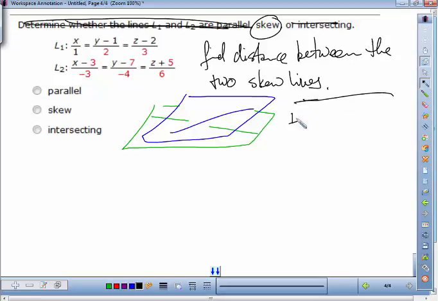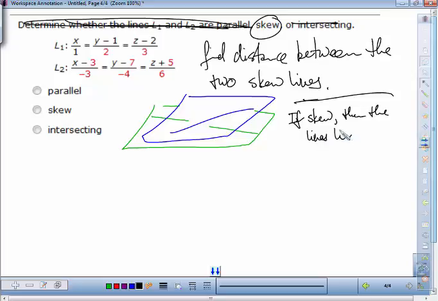So if skew, then the lines lie on parallel planes. So what we want to do is find the equation of one of the planes.